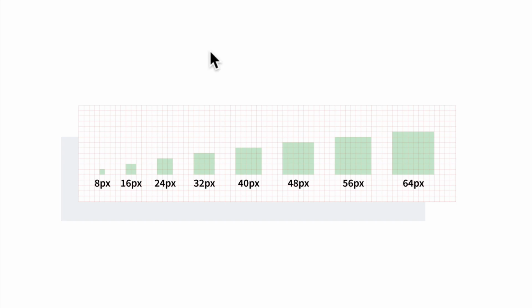There is no wrong answer here. Like I said, I like using 8 pixels and spacing icons by a 4 pixel half step. Right here we have an 8 pixel base unit, and you can see it's spaced out to 16, 24, 32, and so on and so forth.